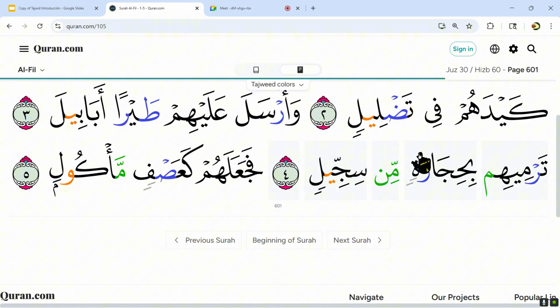ترميهم بحجارة من سجيل. Instead of min sijil, min sijil. Hold on to it twice and kind of mute the end, or don't commit 100% to touching the palate in your mouth. Okay, min sijil. Yeah, good. And then the last part.